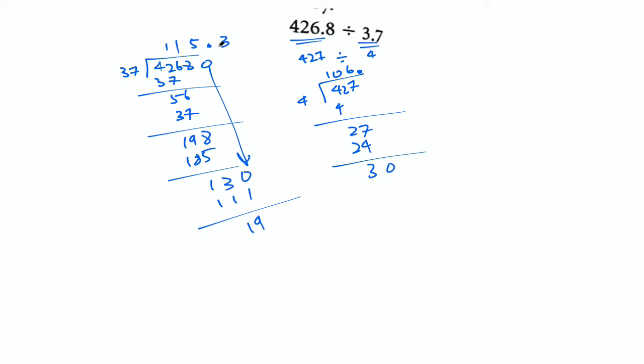So according to this, our estimate tells us that it has to be a 3-digit number, right? So the decimal place is correct here. Okay, so the correct quotient will be 115.3.